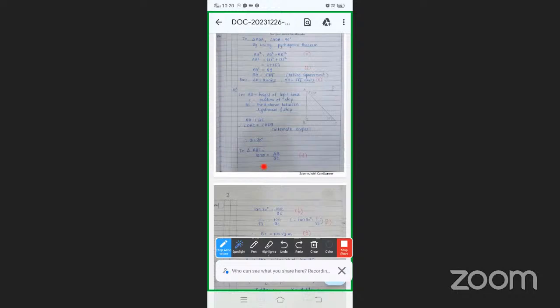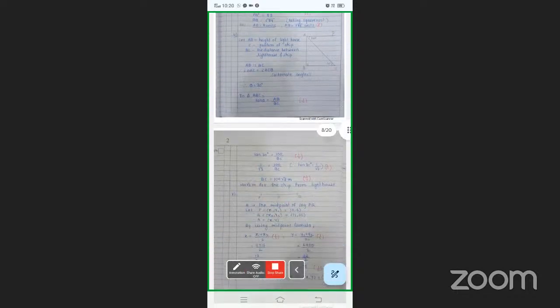So put the value of AB here, tan 30 degrees is equal to 100 upon BC, correct? But what is the value of tan 30 degrees? Tan 30 degrees is 1 upon root 3, so 1 upon root 3 equals 100 upon BC. Cross multiply it, BC into 1 is BC, and 100 into root 3 is 100 root 3 meter. So we have to find the distance between the ship and the lighthouse, that is 100 root 3 meter.